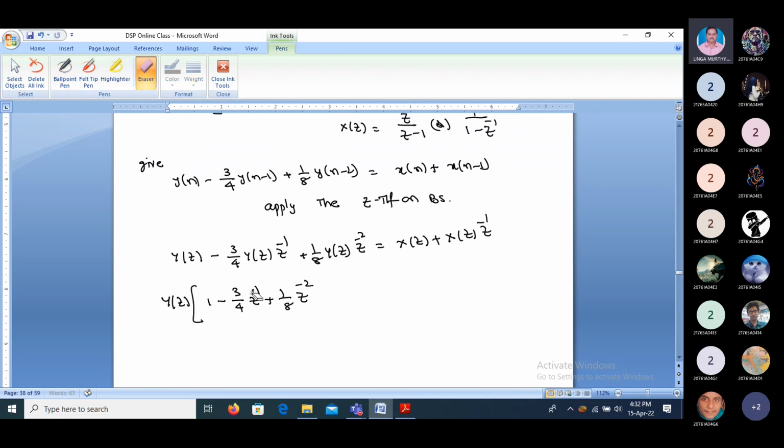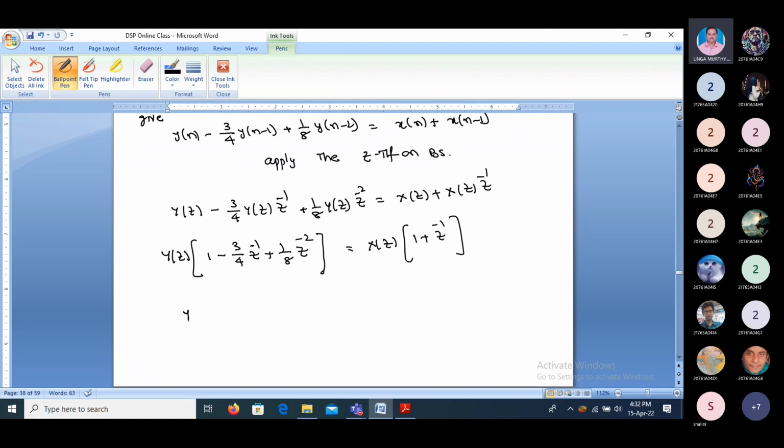Here they are asking for the response, not the system impulse response. System impulse response means we need to find h of n. Suppose they ask for the system response, we need to find the y of n value. So since the system response is asked, there is no need to find the system transfer function and system impulse response. So from this, y of z is equal to x of z into 1 plus z inverse divided by 1 minus 3 by 4 into z inverse plus 1 by 8 into z power minus 2.